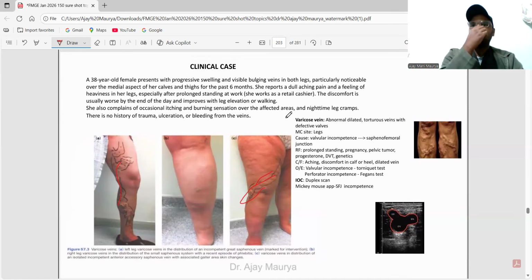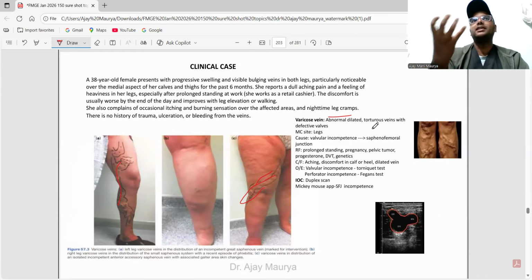So varicose vein, what happens? Due to gravity, there will be dilation of the veins here. This is called varicose veins: abnormal, dilated, tortuous veins with defective walls. In very simple language, due to gravity the walls are going to fail, that's why there is an abnormal dilation of the veins. Most common site is the leg.